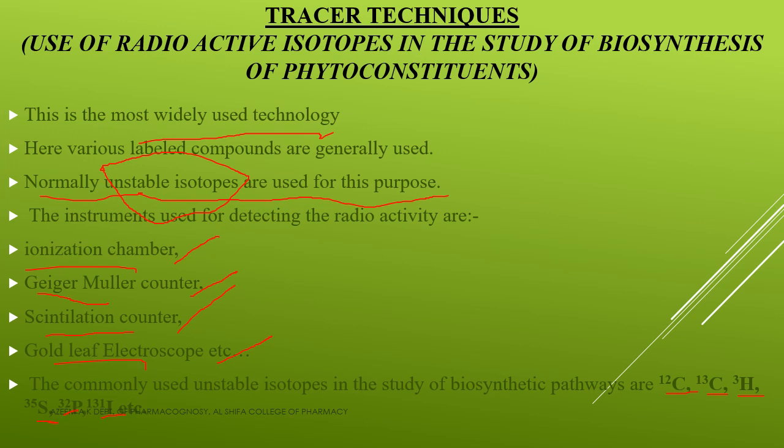What are they? It is the most widely used technology, and in tracer technique a lot of labeled compounds are generally used. Now next, what are these labeled compounds? Normally unstable isotopes are used as the labeled compounds. That is, a lot of labeled compounds are used, and unstable isotopes are generally used as the labeled compounds.